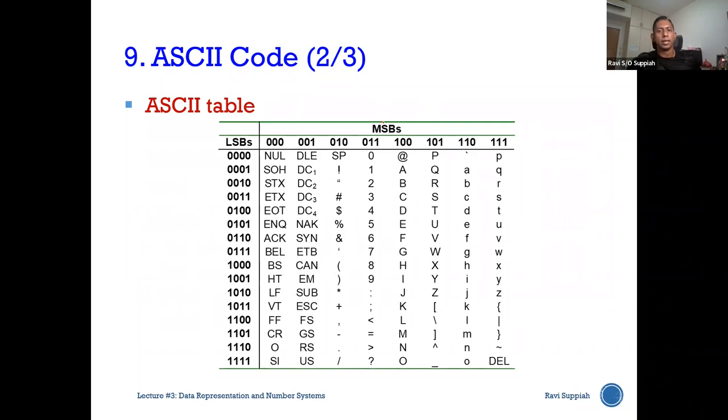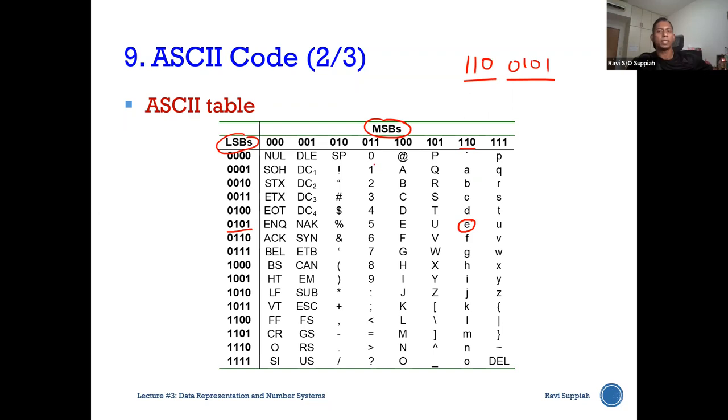So as you can see, this is the most significant bit, and this is the least significant bit. Okay, so for example, if I want a lowercase e, this lowercase e will be represented as 110. Why? This is the most significant bit, followed by 0101. So these are the 7 bits that will be used to represent this ASCII code for lowercase e.